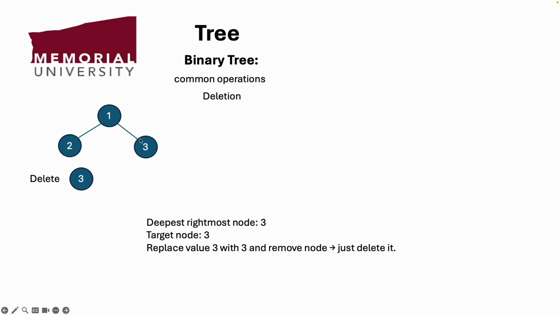So we replace the value 3 with the 3 and remove the node. So we replace this 3 with this 3, actually the same node. So it means we just delete it directly, right? So after deletion, the tree will become like this.